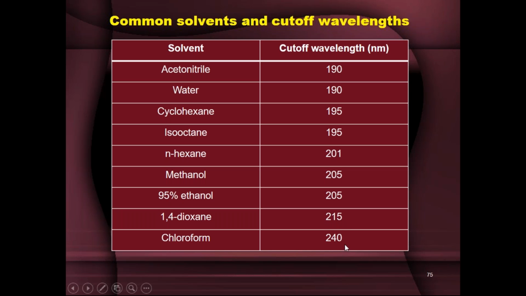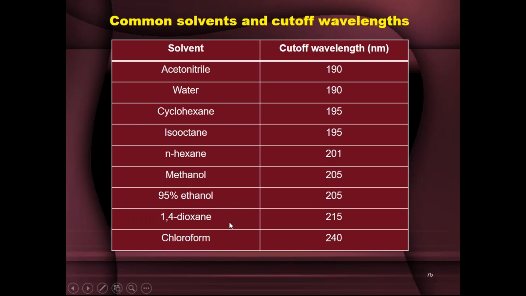1,4-dioxane 250, chloroform 240. I particularly mention chloroform because for many of the organic compounds, chloroform is a very good solvent. It will dissolve the compound. But if the wavelength of absorption of the organic compound is shorter than 240 nanometers, then chloroform is not a suitable solvent for spectroscopy because chloroform itself will absorb till 240 nanometers. So in that case, we can choose ethanol.